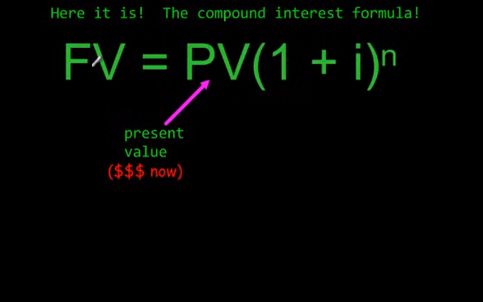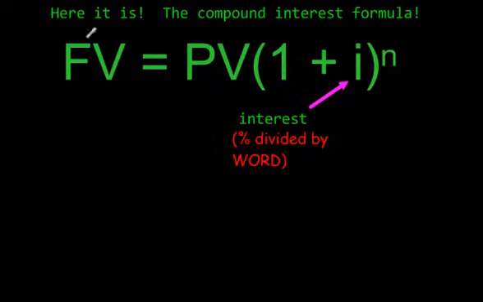Okay, so future value, present value, and now the I is talking about interest, okay? Now, it's not as easy as the simple interest formula. What you do to figure out what belongs where the I is, is you read the question, and the question will say something like 6% interest compounded semi-annually. So you go, okay, 6% interest. Change that into a decimal, so you get 0.06.